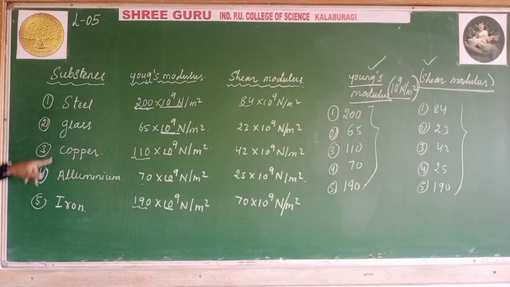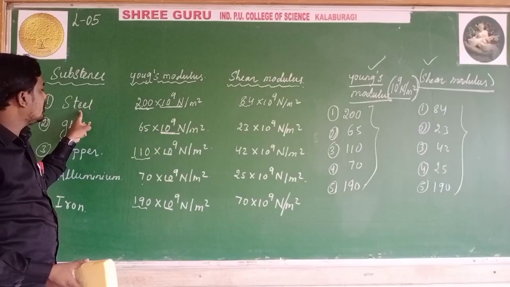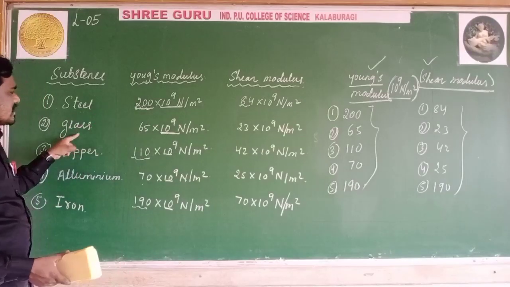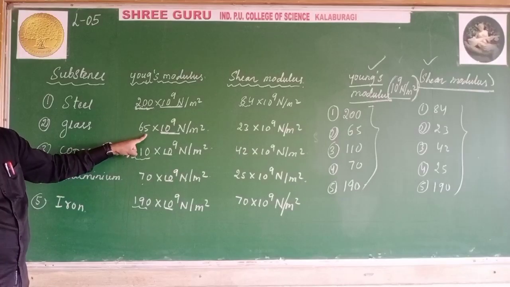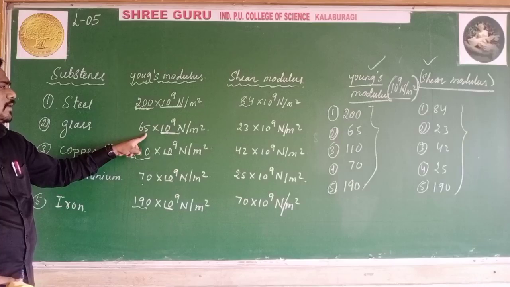Just keep in your mind many other ways to remember the values: SGC, Sri Guru College, just keep in mind SGC values. Here is 200 for steel, which is maximum elastic, and the minimum elastic is glass. It is a brittle material, very easy to break the elasticity properties.